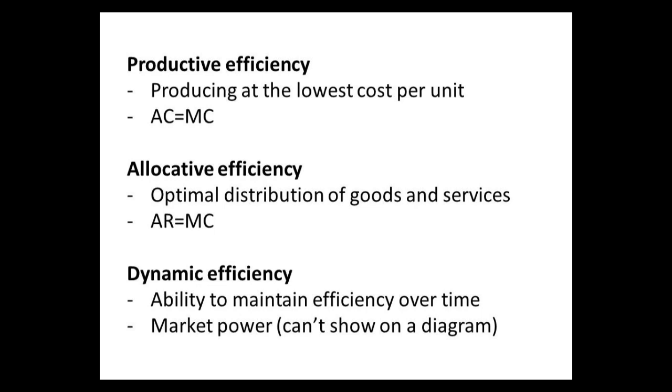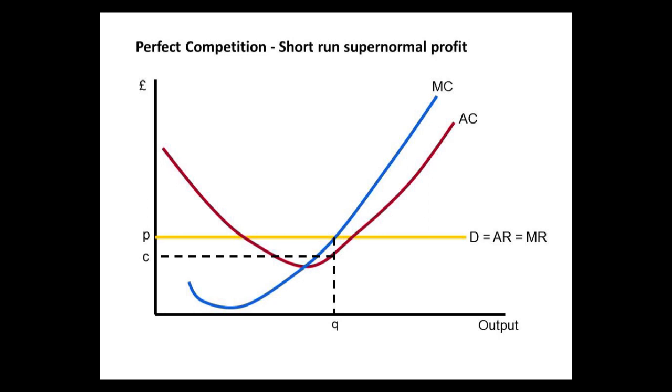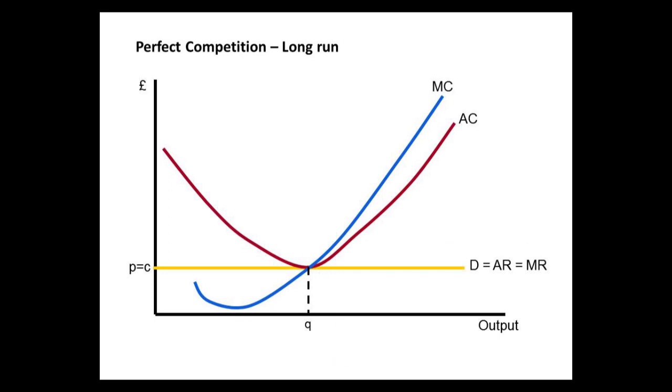If we look at our different market structures, starting with perfect competition in the short run, we can see that it's not productively efficient. It doesn't produce where MC equals AC. It is though allocatively efficient. It does produce where AR equals MC, and it's not dynamically efficient. We can't tell from the diagram, but we know that a perfectly competitive firm doesn't have any market power. In the long run, it now is productively efficient and allocatively efficient. It produces where MC equals AC and where MC equals AR, but still not dynamically efficient. There's no market power.